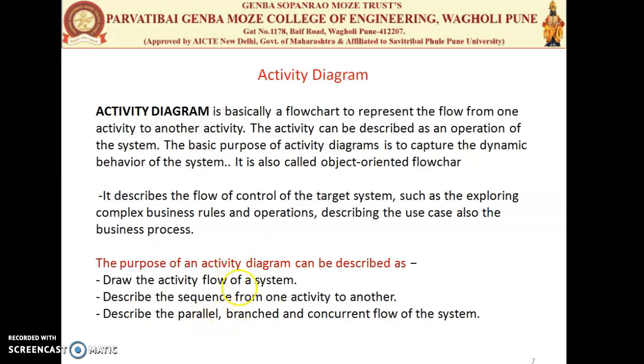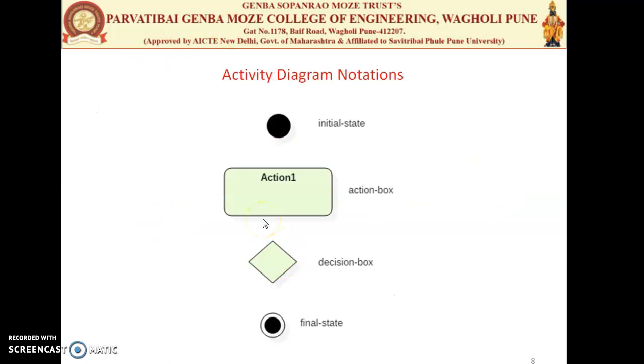Second is to describe the sequence from one activity to another, and third is to describe the parallel, branches and concurrent flow in the system. So which activities or functions are running parallelly, or which function is branching, that means navigating or creating a concurrent flow in the system. So all these things will be understood by using the activity diagram. So first let us see the notations under the activity diagram.